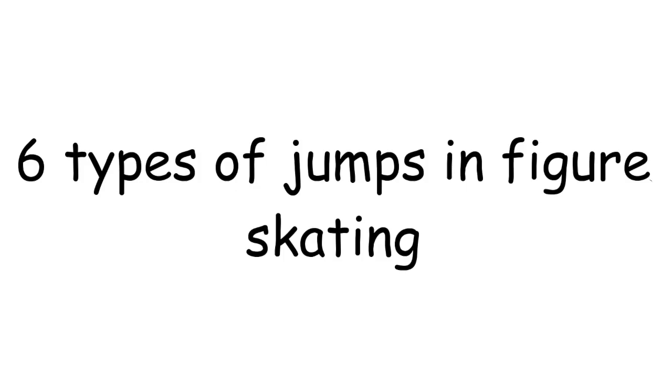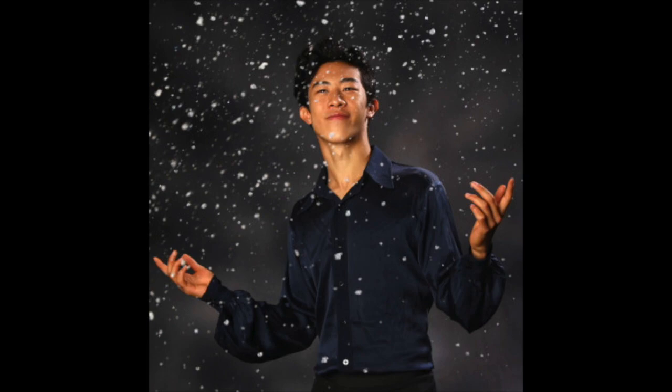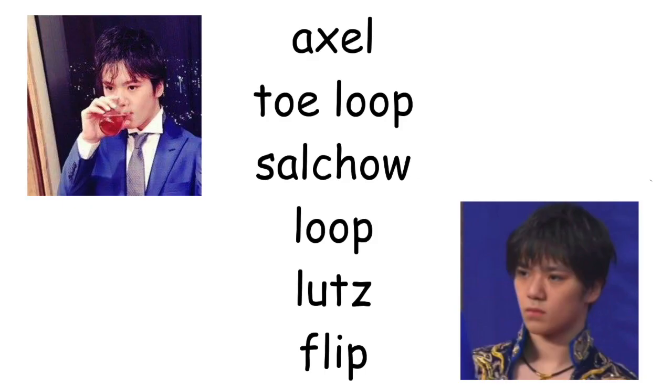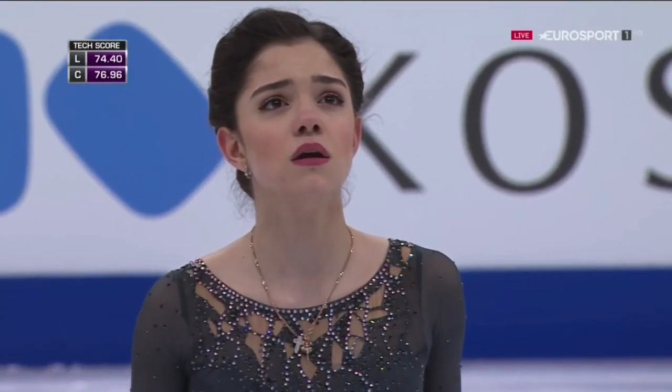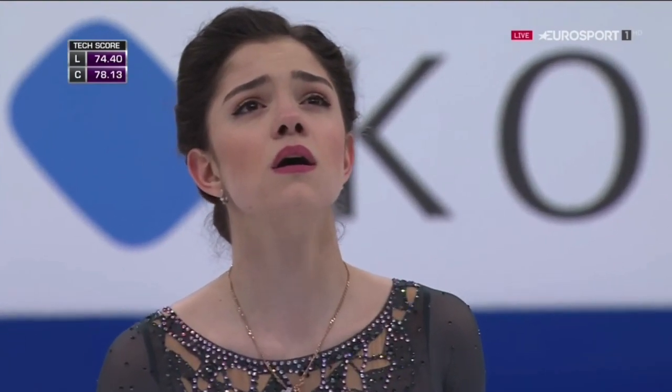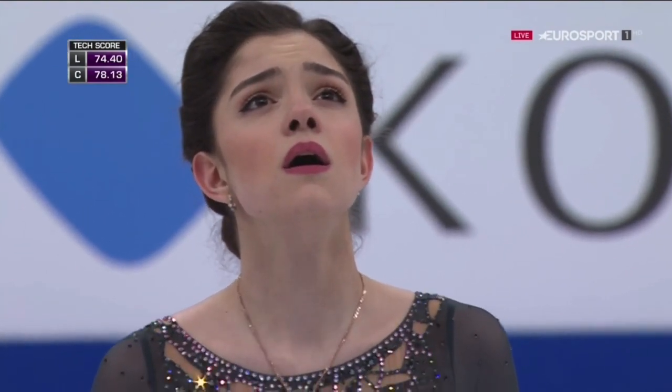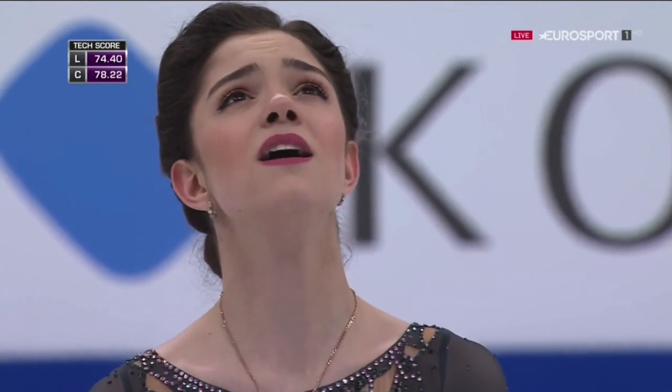There are 6 types of jumps in figure skating, all with unique takeoffs and landings. They are the axel, toe loop, salchow, loop, lutz, and flip. All of these examples are using counterclockwise jumpers. Since most skaters jump this way, the examples can be simply reversed for clockwise jumpers.